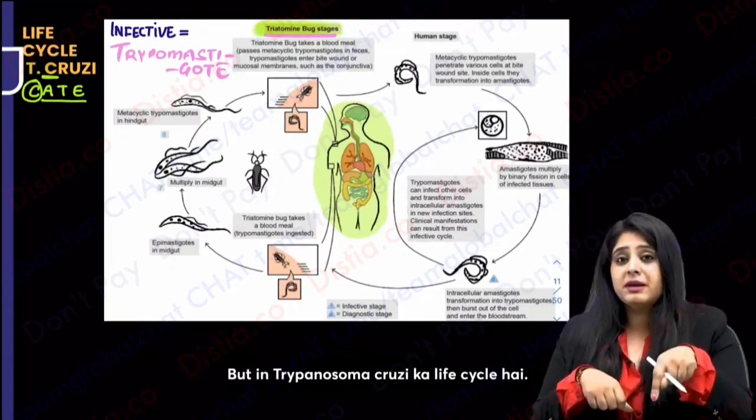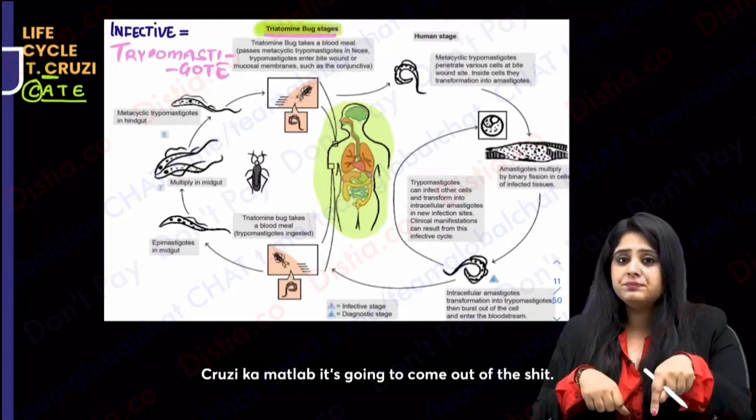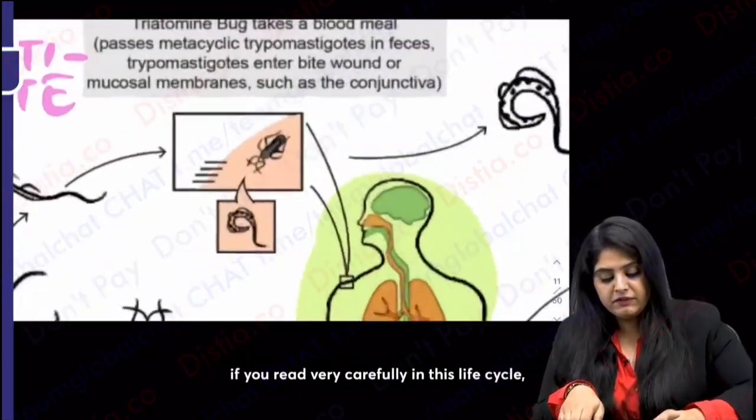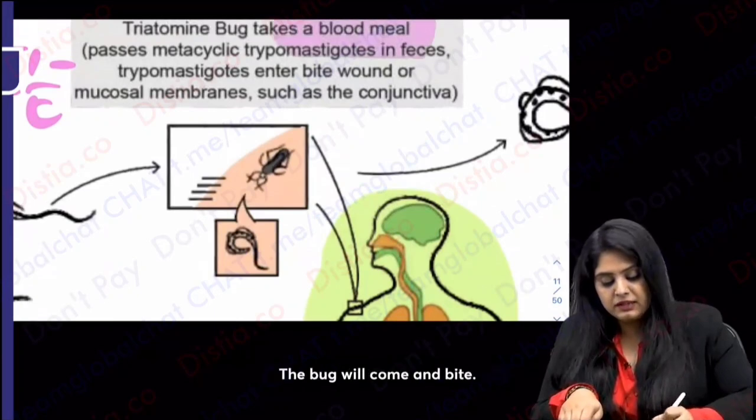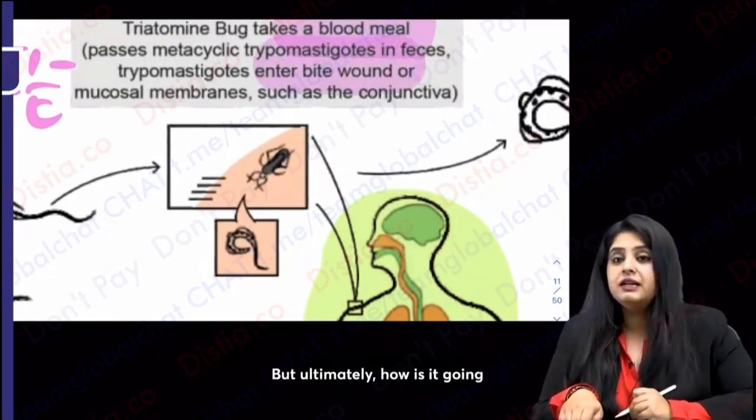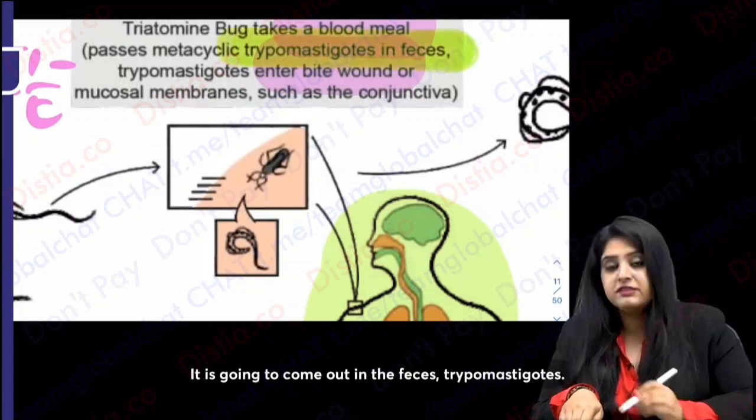the buccal mucosa, but this is the Trypanosoma cruzi life cycle. Cruzi means it's going to come out of the shit, and that means if you read this life cycle very carefully, the bug will definitely come and bite. The bug will come and bite, but ultimately how is it going to come out of the bug? It is going to come out in the feces, trypomastigote.